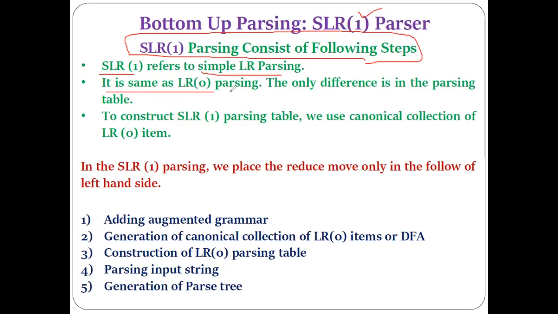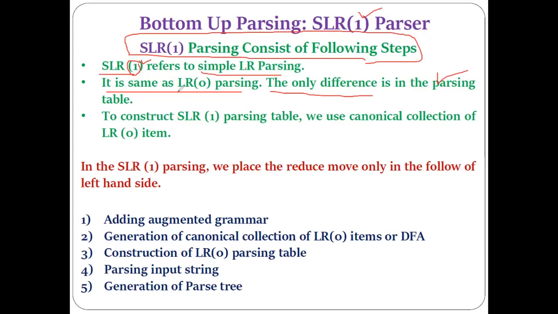Now it is almost the same as the LR0 parsing. The only difference is constructing the parsing table. It is referred to as SLR1 because it considers one look ahead symbol every time during the parsing, which is not considered in case of our previous parser, the LR0 parser. That is the reason that one was called LR0. And here it considers one look ahead symbol while parsing. That is the reason it is referred to as SLR1.